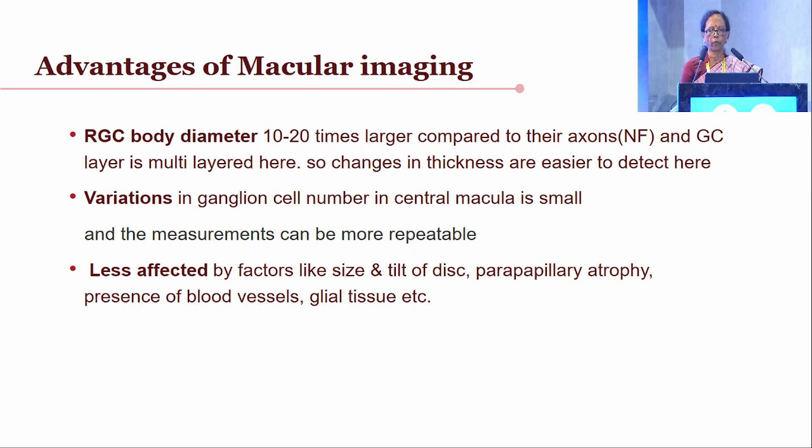Another importance of macula is that the RGC body itself is 10 to 20 times larger compared to the nerve fiber layer, which are the axons, and at the macula it is multi-layered. So it is thicker at the macula, and any change is easily detectable at the macular level. And variation in the ganglion cell is very small at the macula. Another important point is that it is less affected by factors like size and tilt of the optic disc and parapapillary atrophy, which always affect the retinal nerve fiber layer.